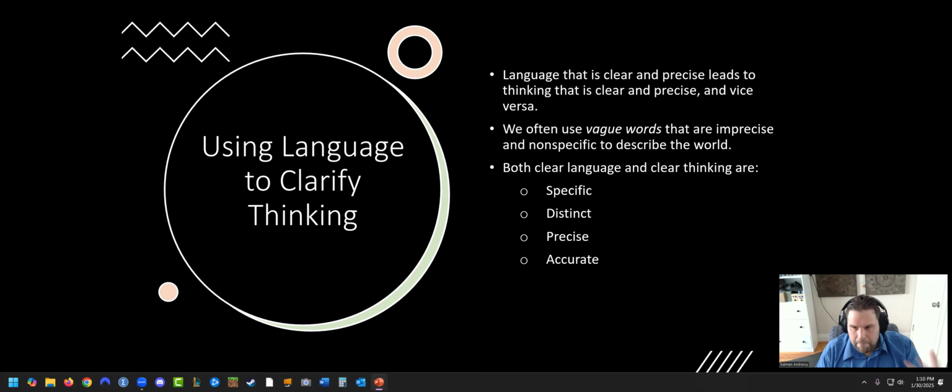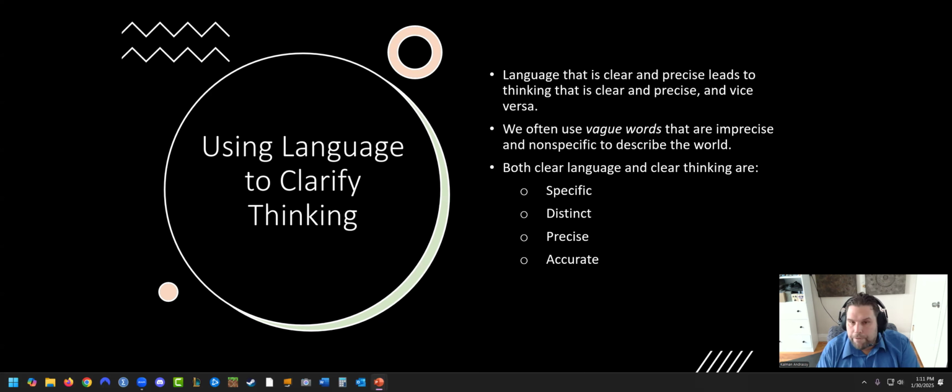Okay, so using language to clarify thinking, right? There's vagueness, there's ambiguity. We saw it with happiness, we saw it with depression, as words that have meaning, but oftentimes are not always going to be 100% clear in what they're trying to convey. So, language that is clear and precise tends to lead to thinking that is also clear and precise, and of course, vice versa, right? The language that you use also helps you to refine your thinking and systemize and organize your thoughts in a fairly strong way.